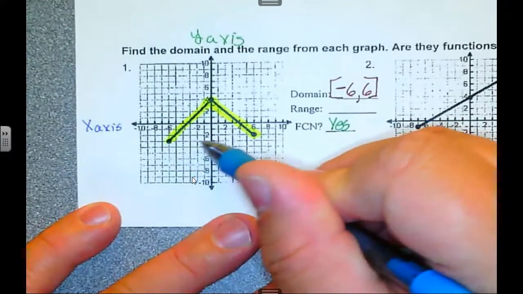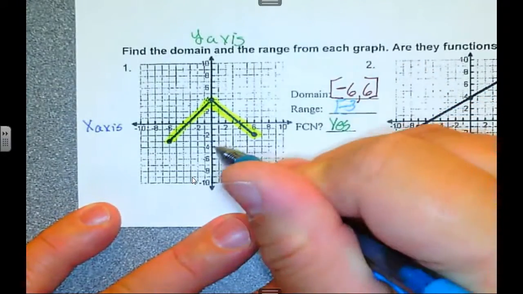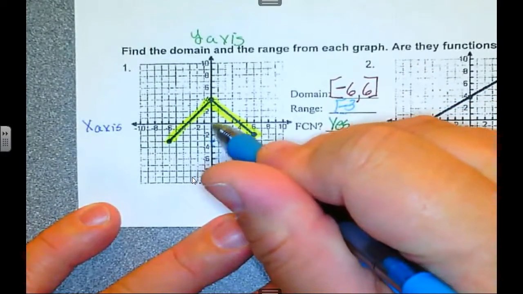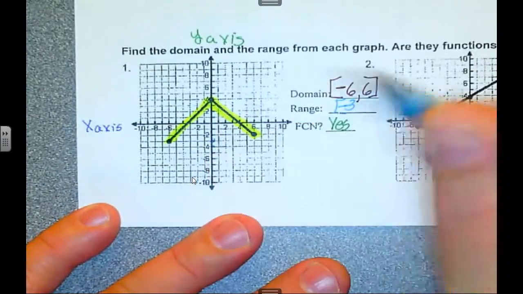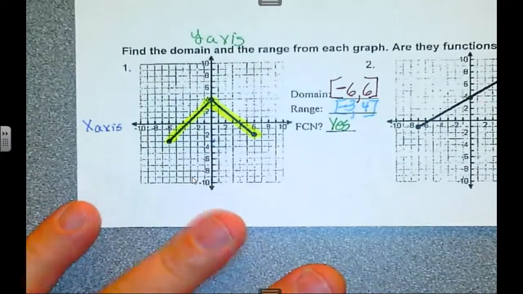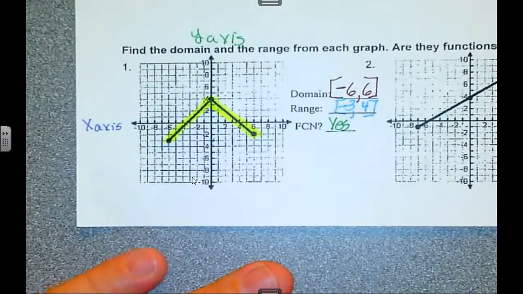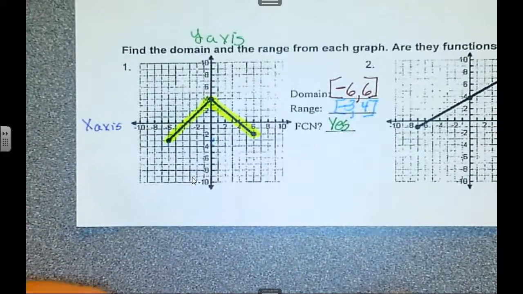Starts at -3, including the point -3, and its highest point is 4. If it's a closed circle at the end, yes. Remember, infinities never get brackets.